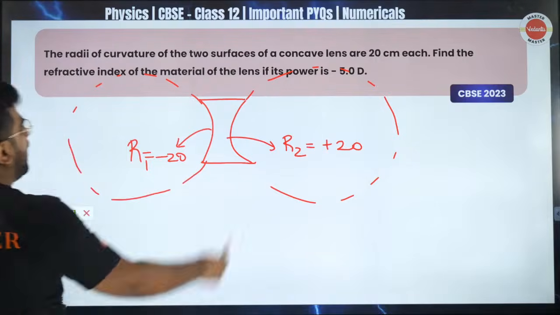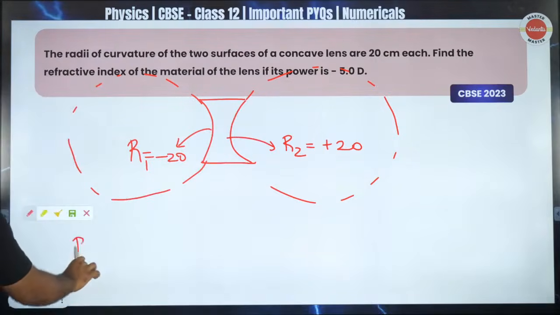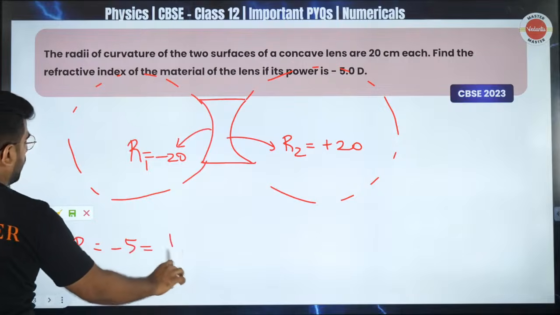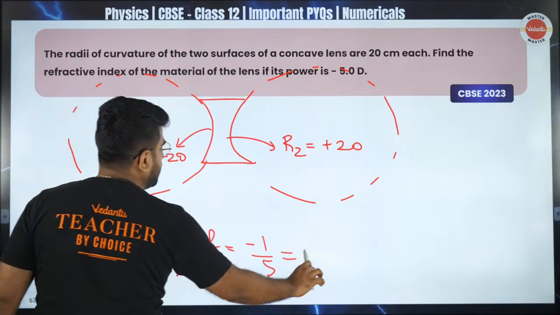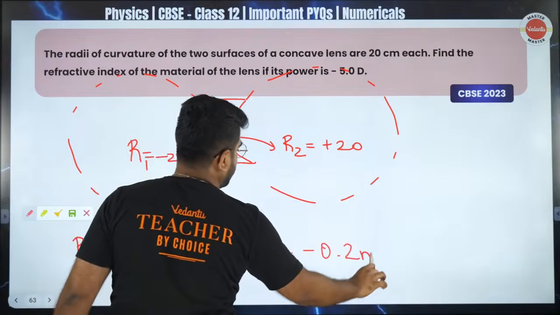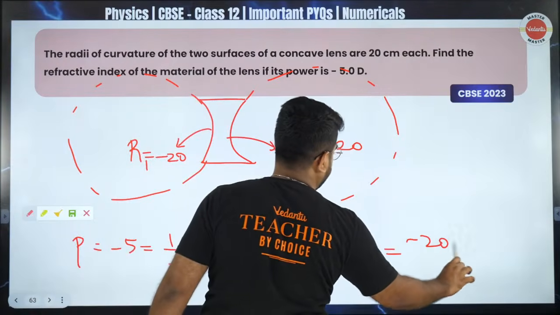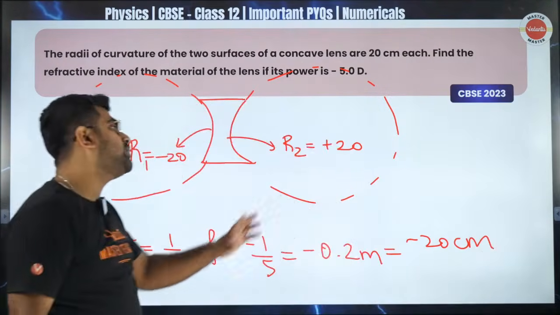Okay. So power is minus 5. That means 1 by focal length, so focal length is minus 1 by 5, which is minus 0.2 meters, which is minus 20 centimeter. So focal length is minus 20.